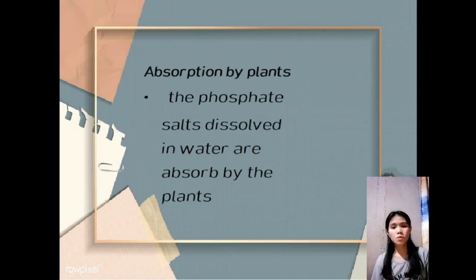Next, absorption by plants. The phosphate salts dissolve in water and are absorbed by the plants. However, the amount of phosphorus present in the soil is very little. That is why farmers apply phosphate fertilizer on agricultural land.